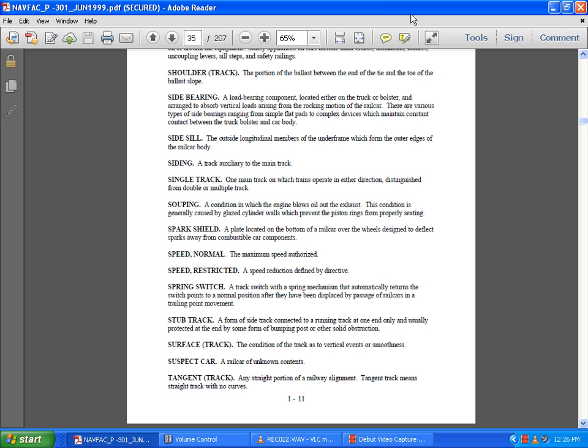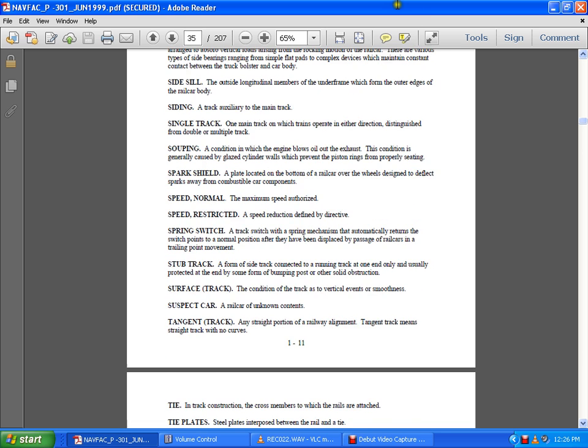A spring switch, a track switch that has a spring mechanism which automatically returns the switch points into normal position after passengers' railway cars pass through the trailing point movement. The stub of the track is the track connected by the running track at one end, usually protected at the end by bumping posts or a solid obstruction. The surface of the track, the condition of the track's vertical and other smoothness. Suspect car, a railway car with unknown contents.